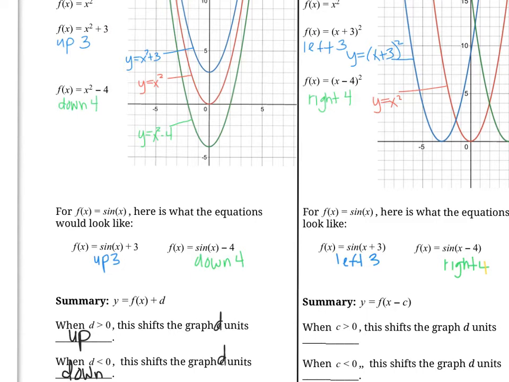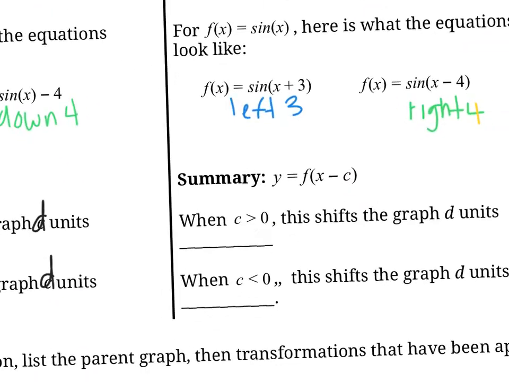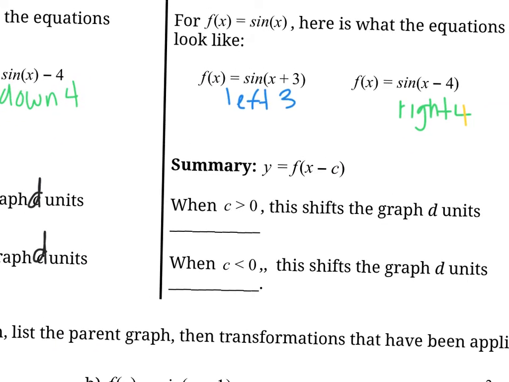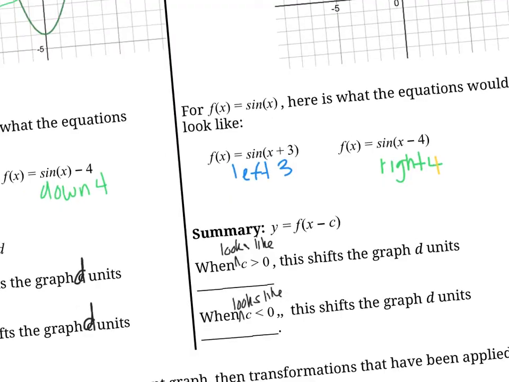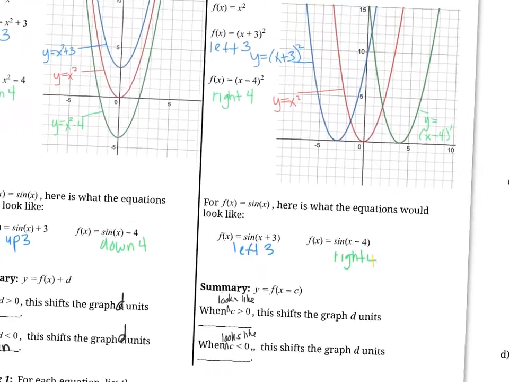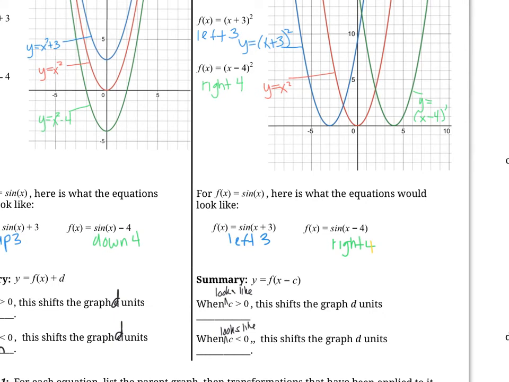How about C, this value on the inside here? When C was greater than 0, it looks like this, right? Actually, C is defined as whatever is beside the negative. So I want to change something so it makes a little more sense. Change this to when C looks like it's greater than 0, and when C looks like it's less than 0. So let's zoom out so we can see this. Okay, here's an example.